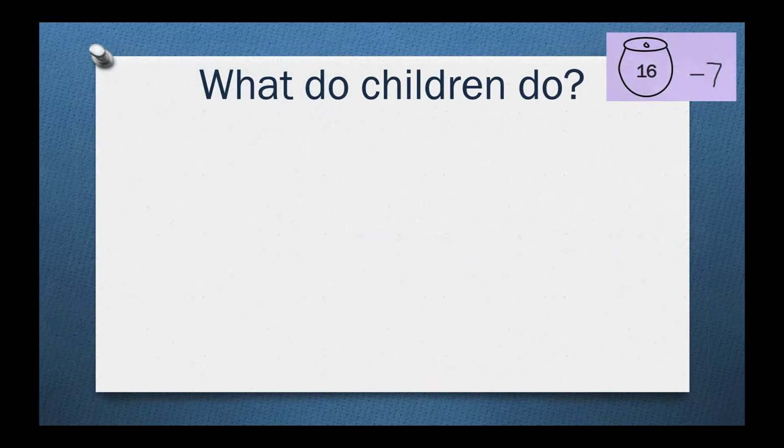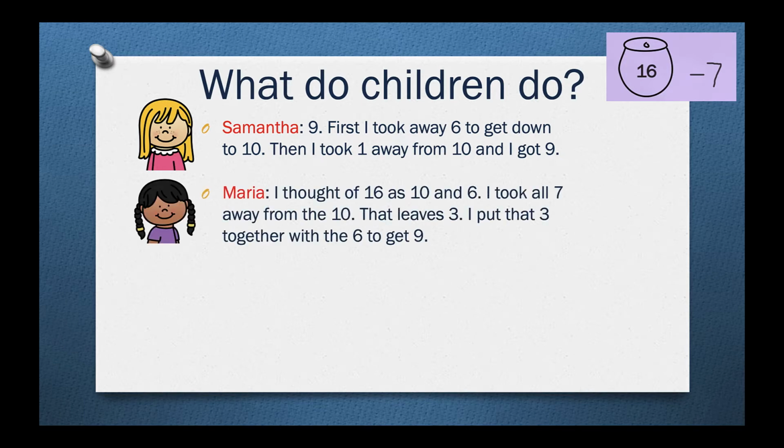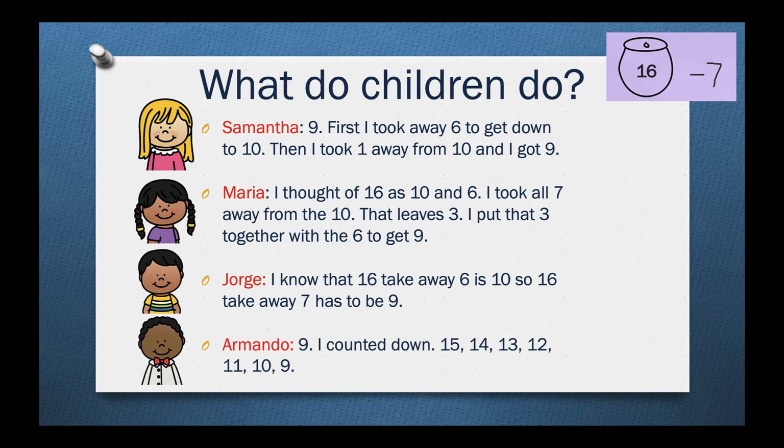Here are some solution methods we can expect. Samantha. 9. First, I took away 6 to get down to 10. Then I took away 1 from the 10, and I got 9. Maria. I thought of 16 as 10 and 6. I took all 7 away from the 10. That leaves 3. I put that 3 together with the 6 to get 9. Jorge. I know that 16 take away 6 is 10, so 16 take away 7 has to be 9. Armando. I counted down 15, 14, 13, 12, 11, 10, and 9.